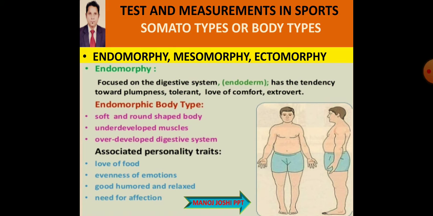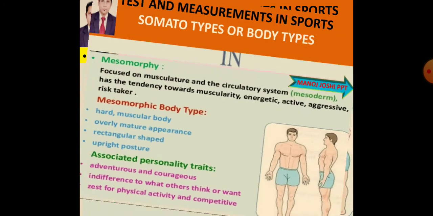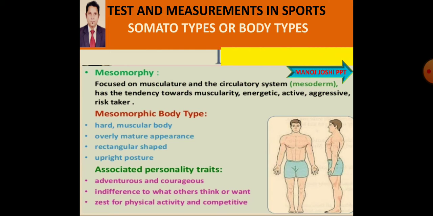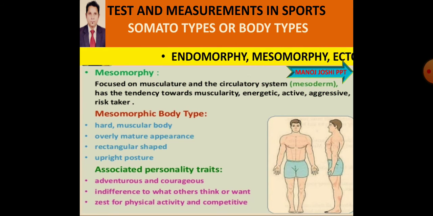So that's why these people always have higher fat in the body. These are the characteristics, personality traits and body type of the endomorph body type. Then we will come to mesomorphy.